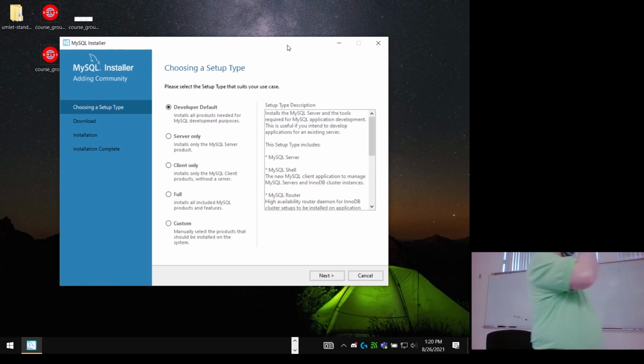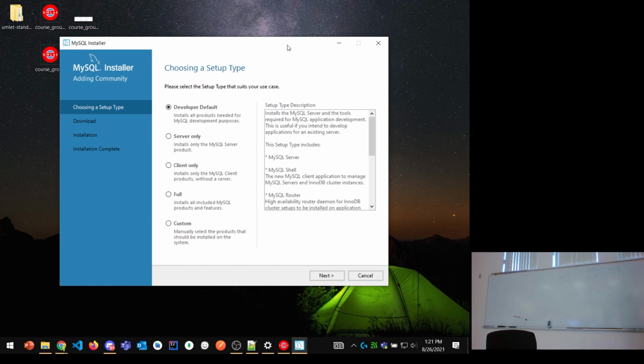So when we get into here, you see there's a bunch of options. There's a developer default, there's a server only, there's a client only, there's a full, there's a custom. So there's a lot of options, right? Custom lets you decide what bits and pieces you want to install yourself, gives you full control over that. Full is going to give you absolutely everything. This is going to take a really long time to install because full is pretty big. If you install just client, well, you don't have a server. You don't have any place to put your data. So that only works if you have a database over here and you're just interfacing over here. So that's not really what we want. We do need both the server and the client.